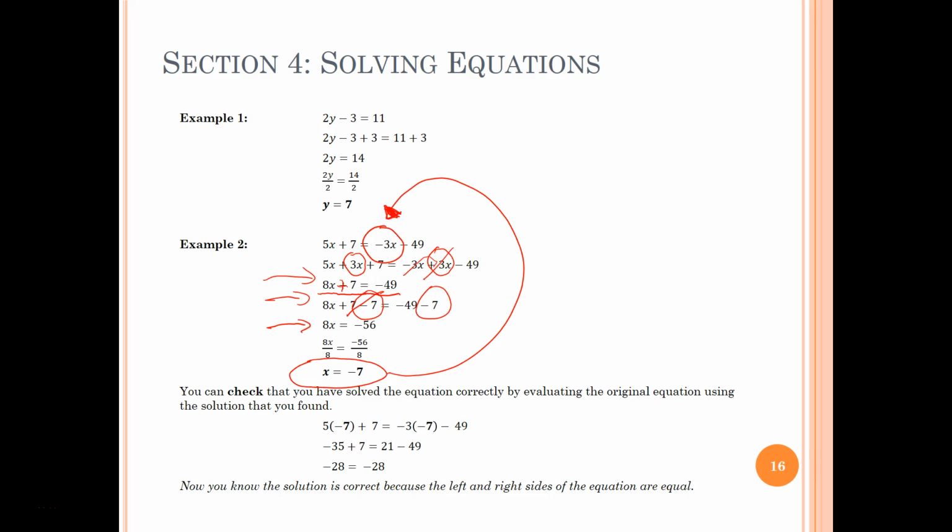And if we do, let's plug in x equals negative 7 everywhere we see that value for x. So 5 times negative 7 plus 7 gives us negative 28. Negative 3 times negative 7 minus 49 gives us negative 28. That's how we know our solution is good, because both sides balance given that value for x.